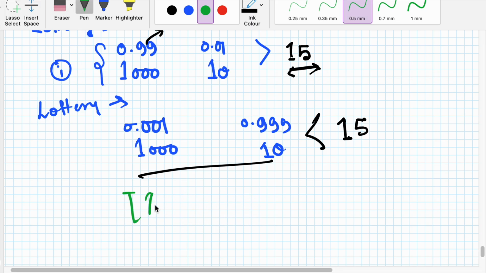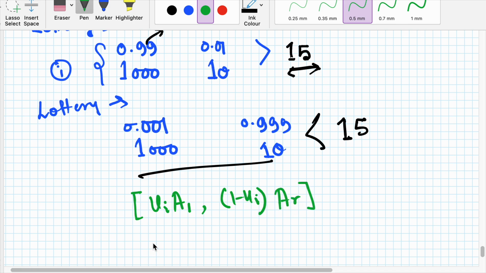Lottery A1, in the lottery I will get A1 with probability UI and A-tilde with probability 1 minus UI. So obviously if I increase UI, if UI is nearly 1, then this lottery will obviously be preferred over AI.